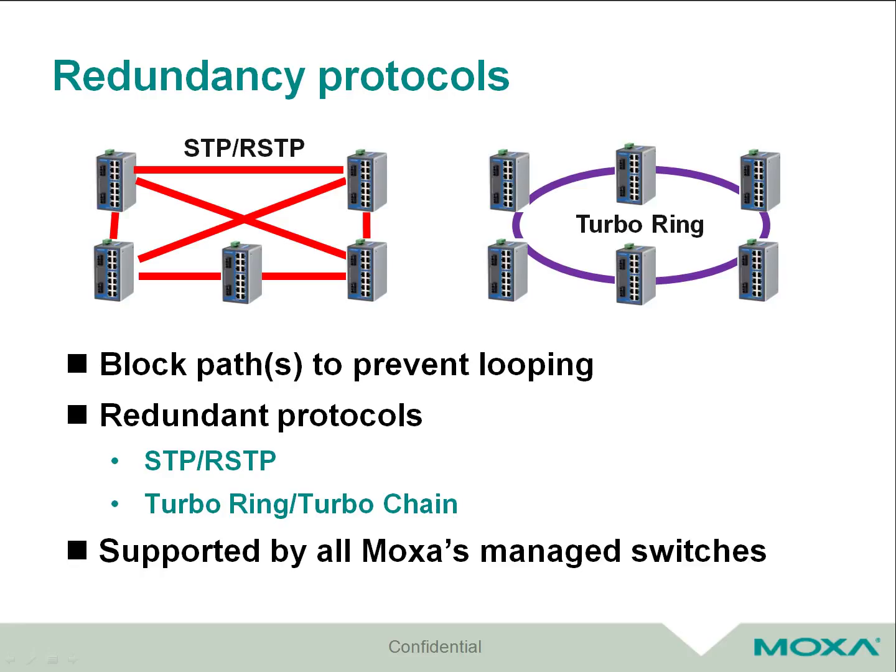This is why people started to develop redundancy protocols. The idea is quite simple. A redundancy protocol will block some of the redundant paths to prevent the network from looping. There are several open standard redundancy protocols like STP, RSTP, and MSTP, and a number of proprietary technologies developed by networking vendors. Moxa's proprietary technologies are called Turbo Ring and Turbo Chain. All of Moxa's managed switches support the mentioned open protocols and proprietary ones.